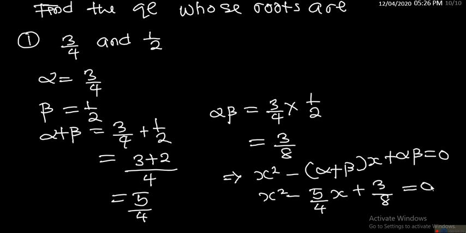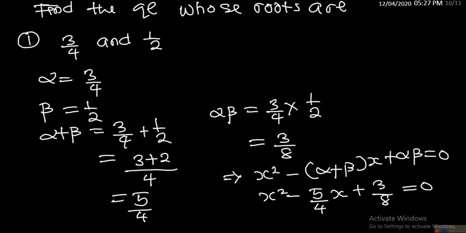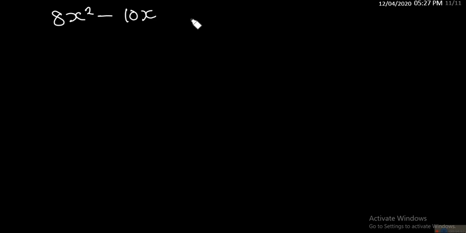So guys, the lowest common multiple of 8 and 4 is 8. So if we multiply all through by 8, we will have 8x squared minus 10x plus 3 equals 0 as the required equation. So it is a very simple technique, guys, very simple. Just follow what you have and then you have that.